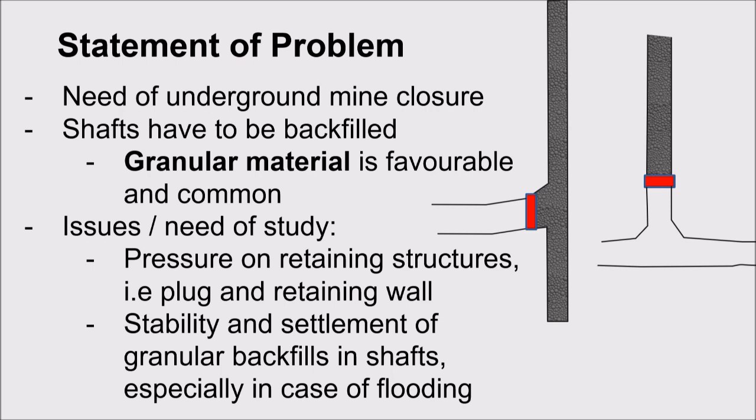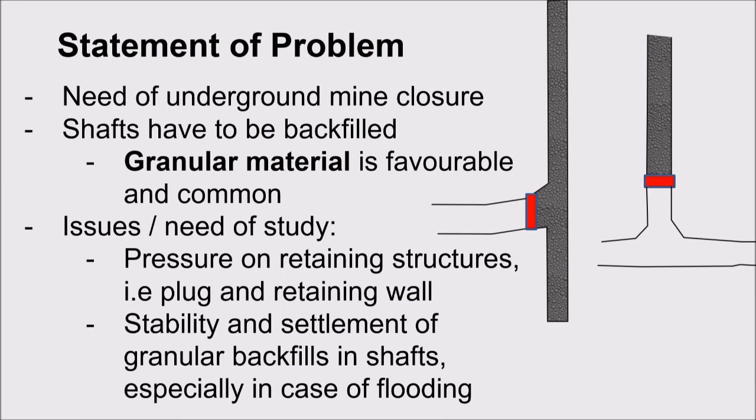The problem for the underground mine system is that we need to close it after exploitation. And one of the structures we need to backfill is the shaft. The shaft is a very special structure, very long, very deep and tube-like. Normally, we use a granular material, we utilize waste rocks, and it's very common for backfill. The first problem is we need to determine the pressure on the structure in the mines, in the underground system, for retaining the backfill materials. It can be a plug or a retaining wall. The second is the stability and also the settlement of the granular backfill in the shaft.